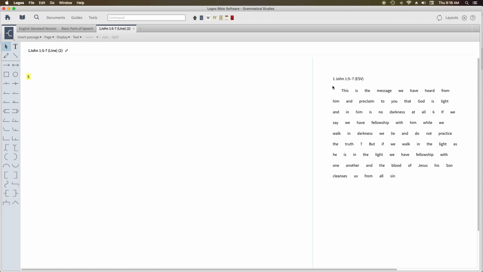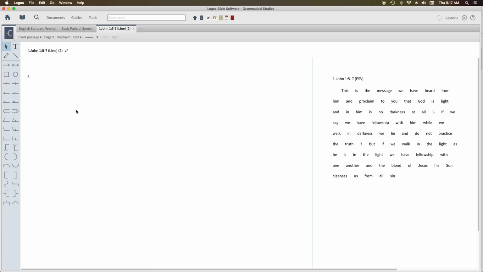We'll just do verse 5. This is the message we have heard from him and proclaim to you, that God is light, and in him is no darkness at all. So that's the end of verse 5. That's what we're taking first. So the first thing we want to do is find our subject and our verb and our objects, if there are any objects to go with it.